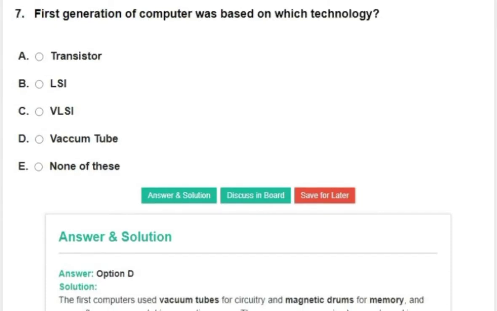First generation of computer was based on which technology? Transistor, LSI, VLSI, vacuum tube, none of these. And answer is vacuum tube.